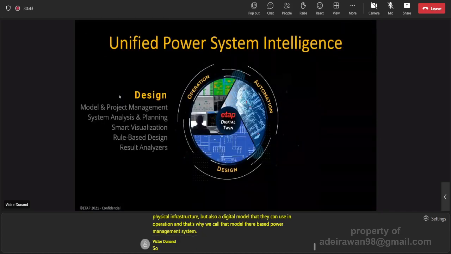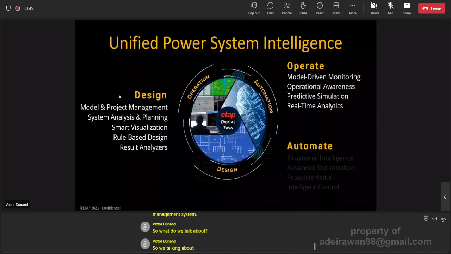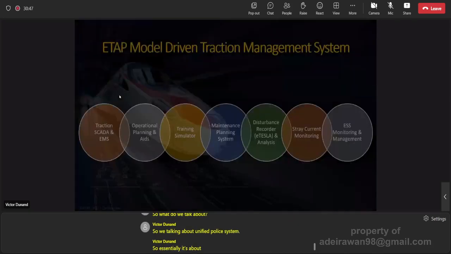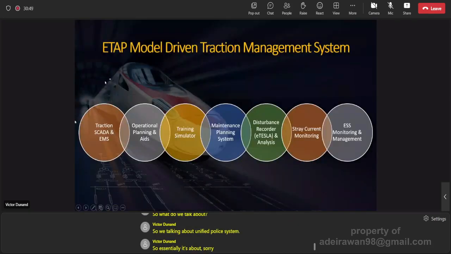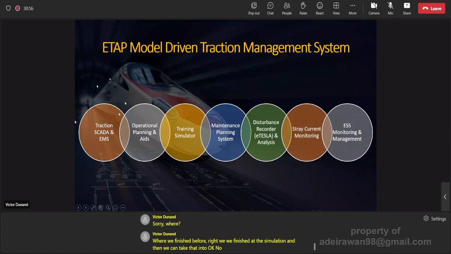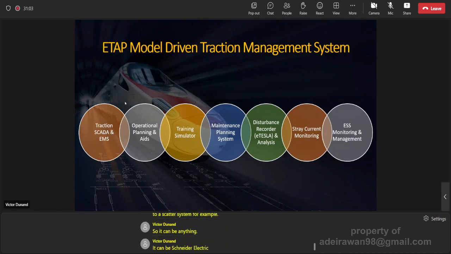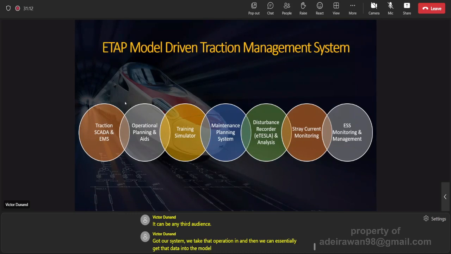So what do we talk about? We're talking about unified power system. So essentially it's about where we finished before, right? We finished at the simulation, and then we can take that into, okay, now I have that model that is connected to a SCADA system, for example. It can be a Schneider Electric SCADA, it can be any third-party SCADA system. We take that operation in, and then we can essentially get that data into the model, and it can be used for operational and planning.